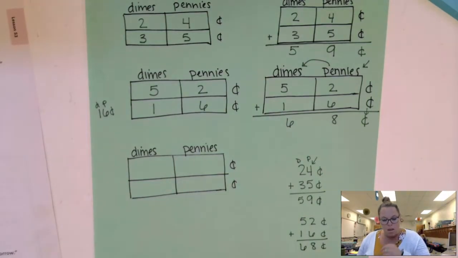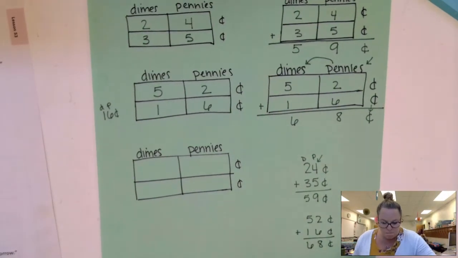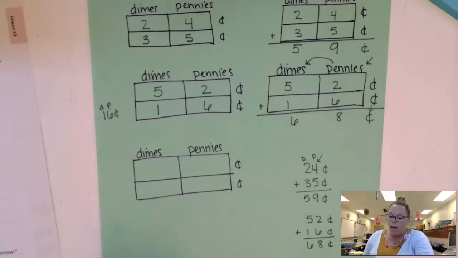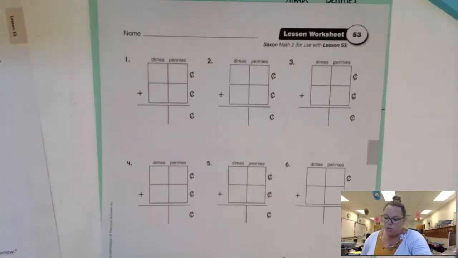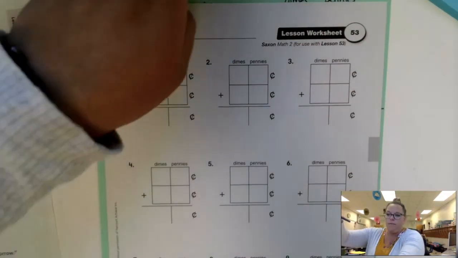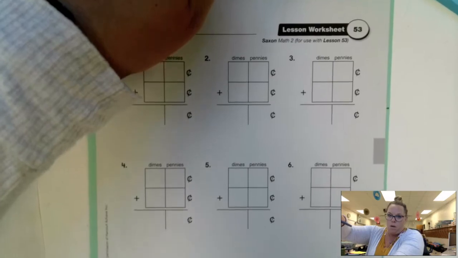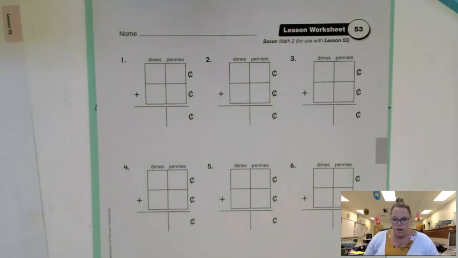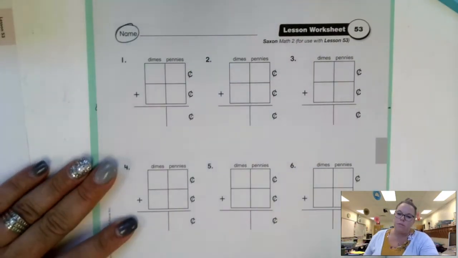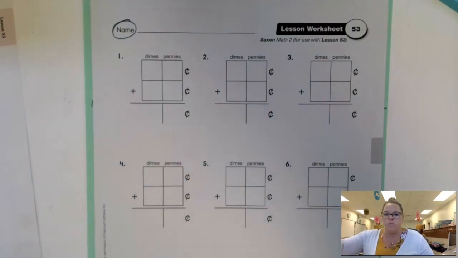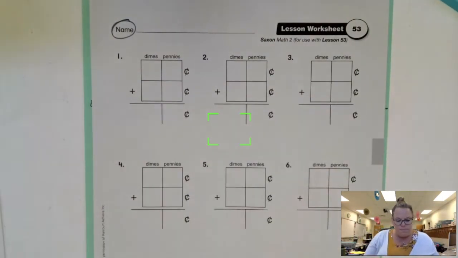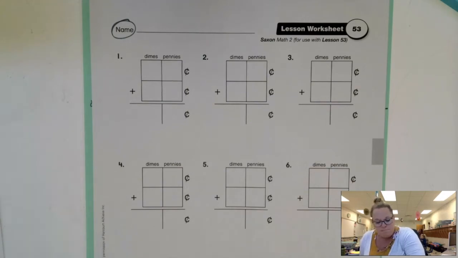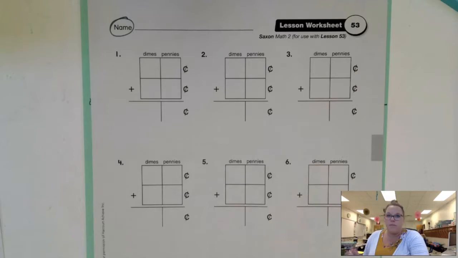Okay? So 68 cents. Now, you're going to have a chance to practice what this looks like. So what I need you to do is go ahead and grab out lesson worksheet 53. Grab out lesson worksheet 53. Go ahead and put your name on it. We're going to use this for 2 days. And now that your name is on it, let's go ahead and get started.